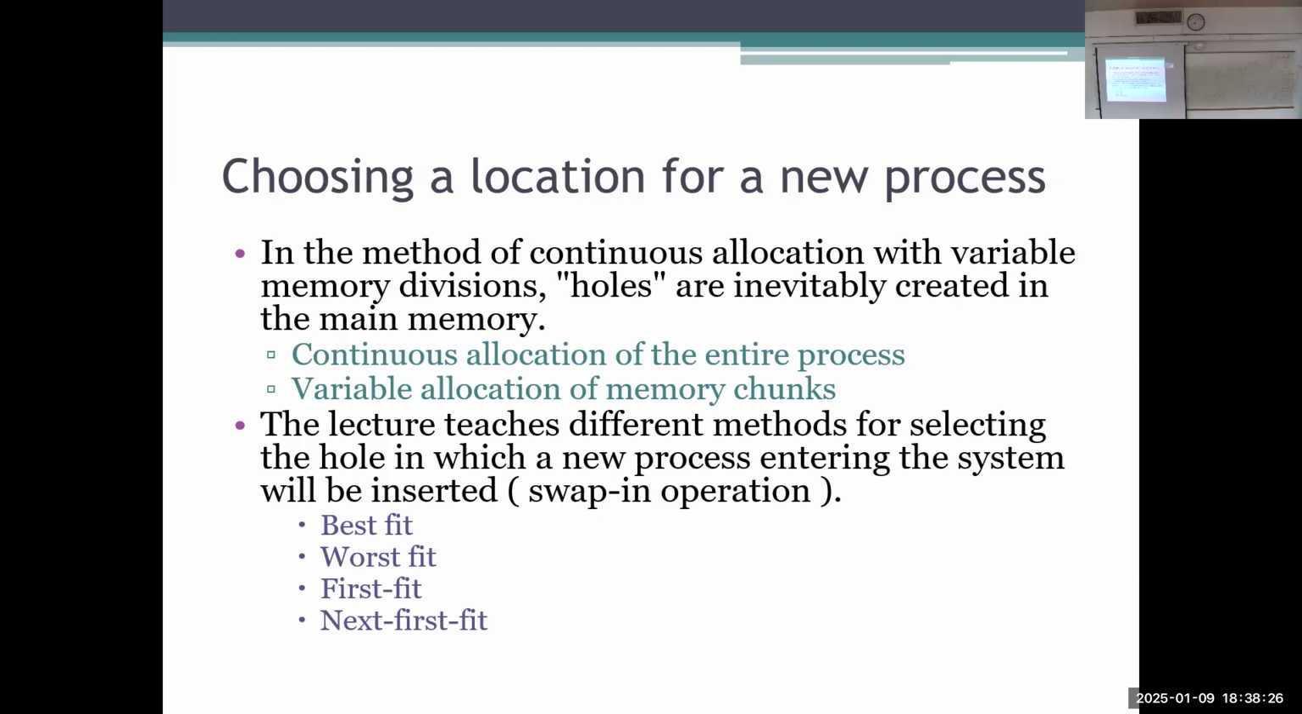How do you decide what's the first fit? Is it from the beginning of all the memory, or is it from wherever you last left off? You have a list of all the holes, and you have a pointer at the beginning of the list. As you go through, you find one. Now you need another one for a different process. Do you continue from where you left off, or do you go back to the beginning? That's the difference between first fit and next first fit.